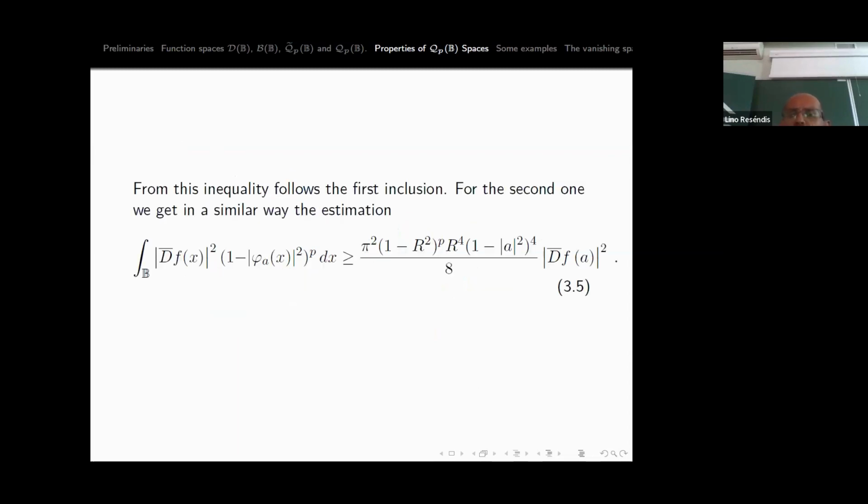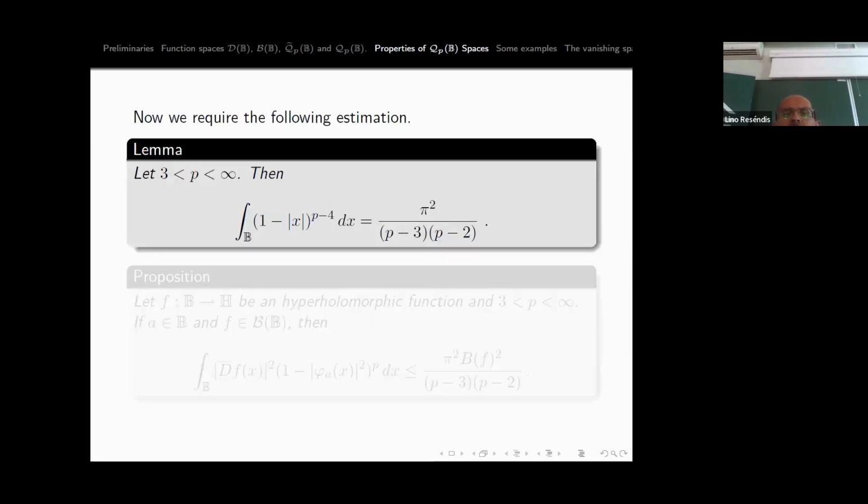And we get a similar result if we use this definition for P between 0 and infinity. We get not exactly the same estimation, but almost the same expression. Here is the Bloch definition, and here is the Qp definition. Now, okay, now we require the following estimation. It is very easy to calculate this integral. Okay, this is true for p greater than 3. Okay, and then the exact value of this integral is this value.